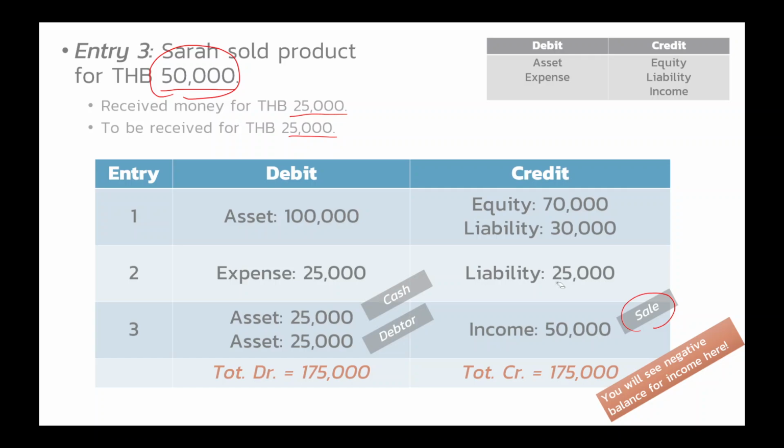So this one is negative, but something has to go up. If you receive money, then your asset increases. That makes sense, right? Your cash increases because you just got money from your customers. But if somebody needs to pay you later, that means you become a debtor. So that's what it is.